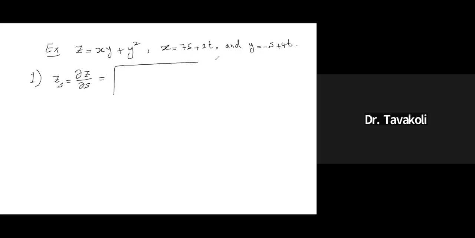So I want to post my answer here. Based on the chain rule, this is going to be equal to partial derivative of z with respect to x times partial derivative of x with respect to s plus partial derivative of z with respect to y times partial derivative of y with respect to s.